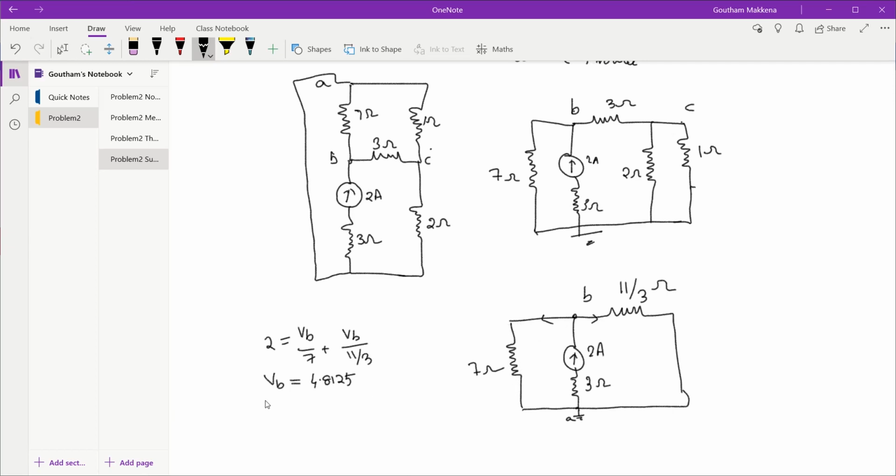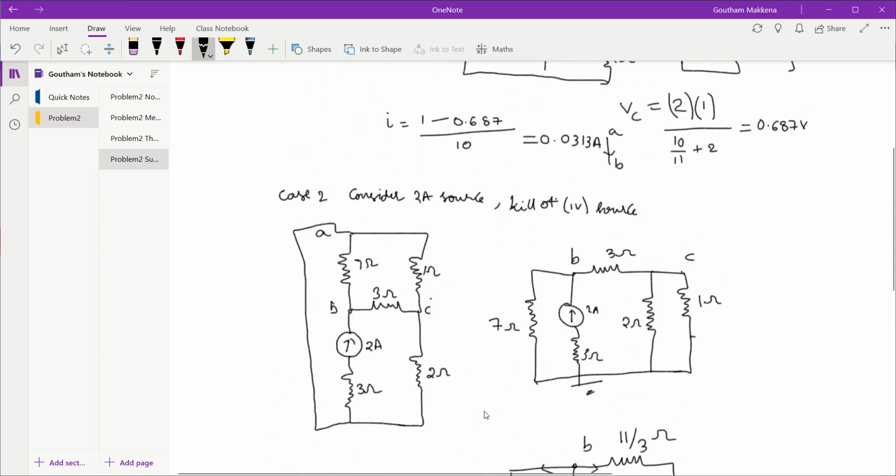But remember, the object of my problem is to find out the current through 7 ohm. So the current through the 7 ohm resistor is nothing but VB by 7, which happens to be 4.8125 divided by 7. So this is nothing but 0.687. Remember the direction, it is going from B to A. That finishes my case 2.